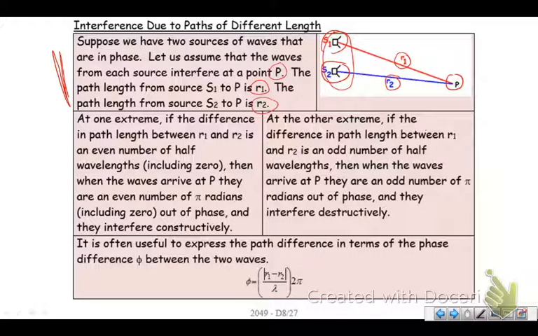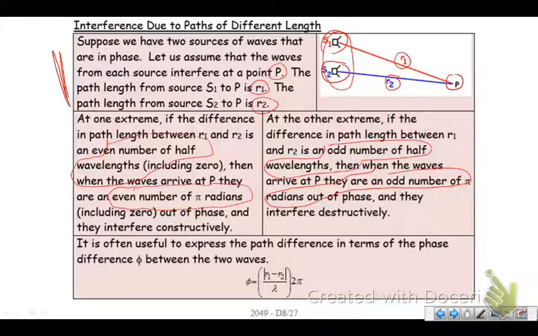At one extreme, if the difference in path length between those two is an even number of pi radians, or an even number of half wavelengths, we can say it's constructive interference. If it is an odd number of half wavelengths or an odd number of pi radians, we call it destructive interference.